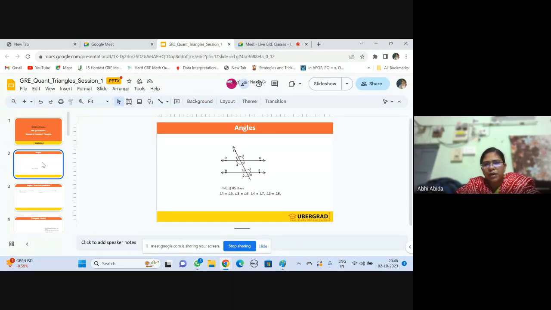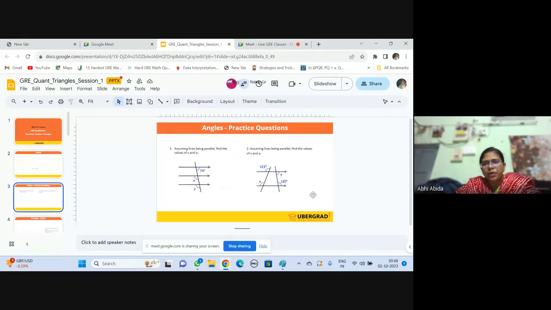A figure is given here. There are two lines cut by a transversal line. If the two lines are parallel to each other, then the corresponding angles are equal. Angle 1 and angle 5 are equal. Angle 3 and angle 6 are equal because these are corresponding angles, right? Corresponding angles are equal. Now, there is a question on the screen, guys. Assuming the lines are parallel, find the value of x and y. So we need to find the value of x and the value of y.